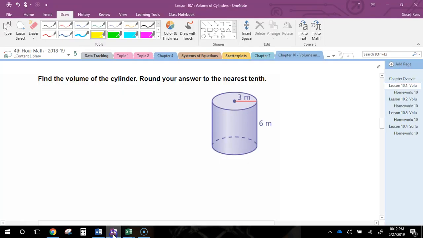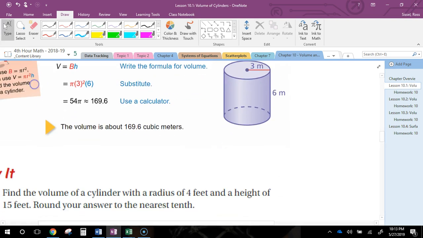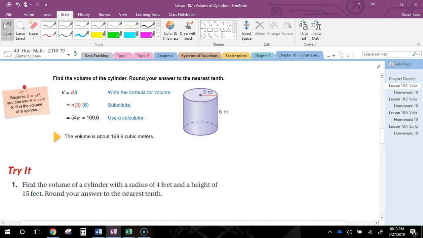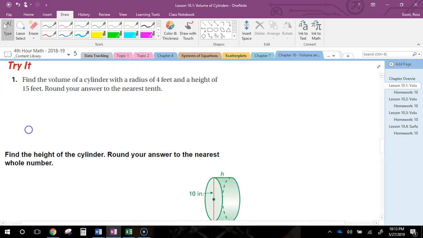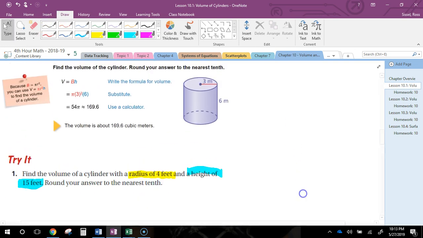Go back to my OneNote, and you'll see that's what we did there. Okay, try it out. What I'd like you to do is pause the video, and I'm going to have you try and solve this one. So it says, find the volume of a cylinder with the radius of 4 feet and the height of 15 feet.